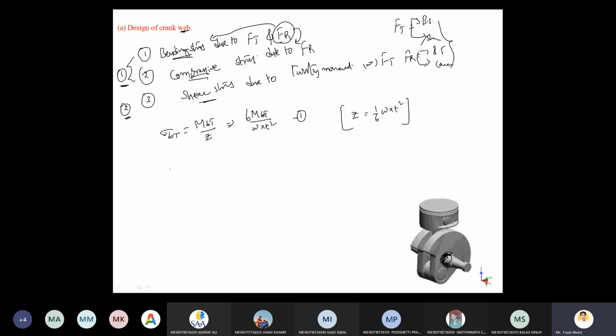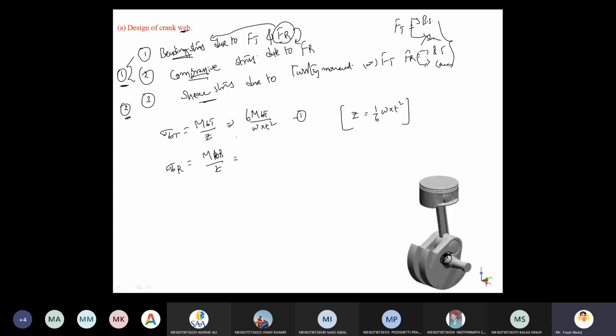And the second one, bending stress due to radial force. So what is the equation? Bending moment due to radial force by section modulus. The section modulus is the same, 1 by 6 into W into T square. Now the bending moment is the one here, due to the radial force.